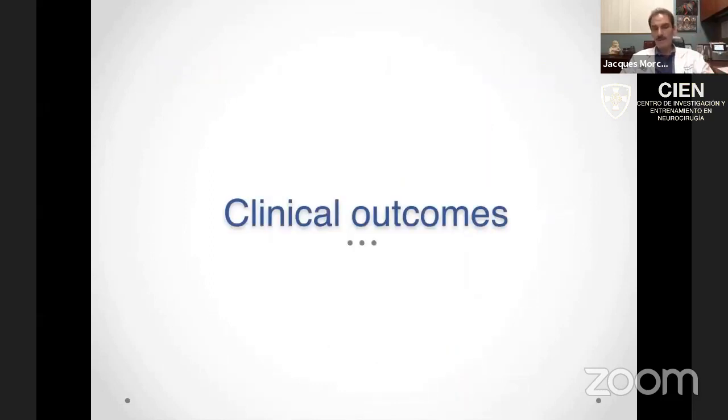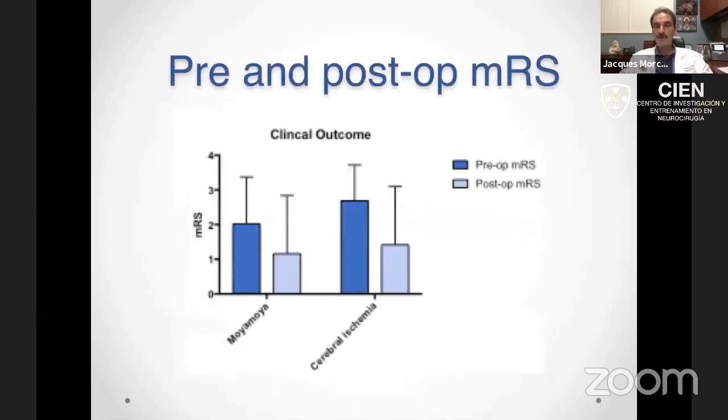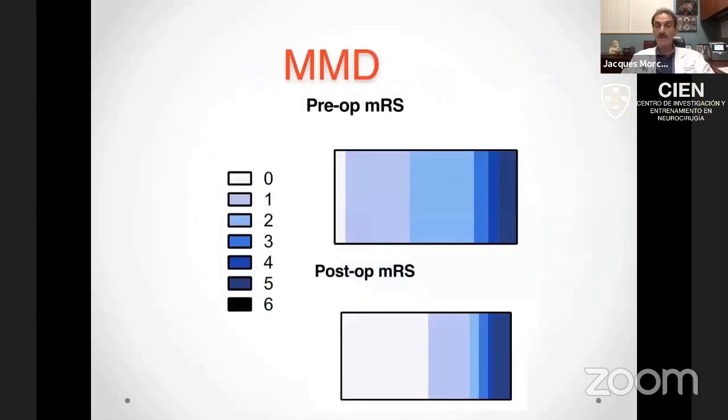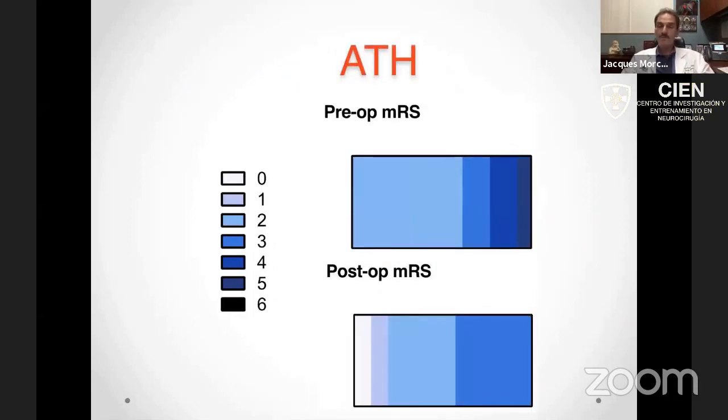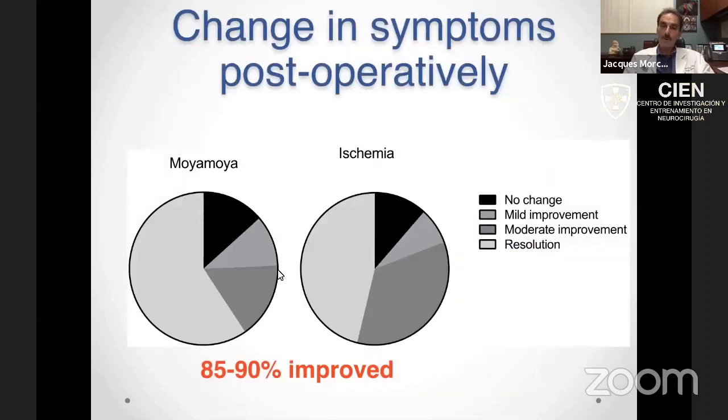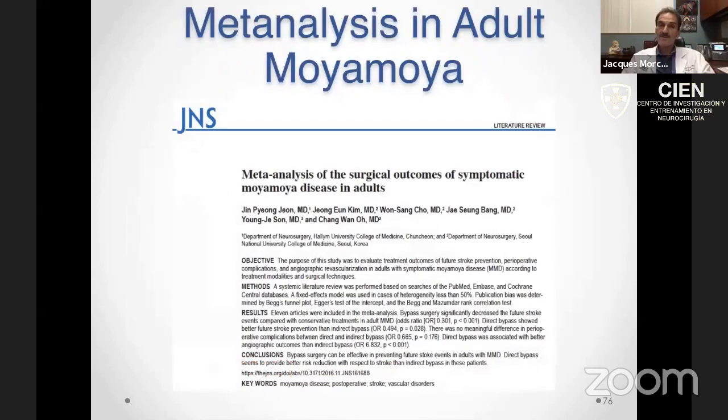What's more important, however, is not the flow numbers, it's the clinical outcomes. Did I help the patients by doing the bypasses on them? Yes, I did, because this is pre-op modified Rankin score. This is post-op modified Rankin score in both Moyamoya and cerebral ischemia. And you can see it in a different format. Patients are getting better after surgery in both groups, Moyamoya and atherosclerotic group. And if you look at it in a pie chart format, 85 to 90% of both groups have improved. So that justifies the use of direct bypass in Moyamoya patients and in select, and I repeat, select patients, I don't mean any patient with carotid occlusion.